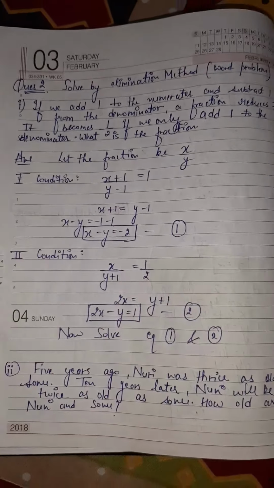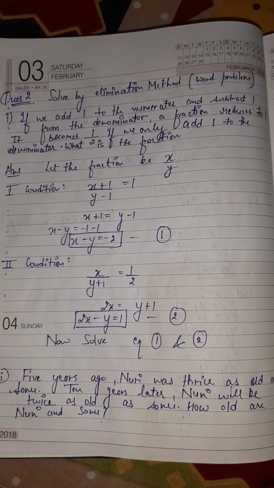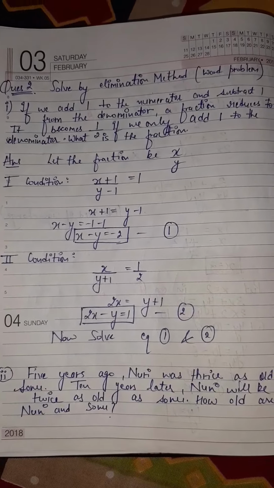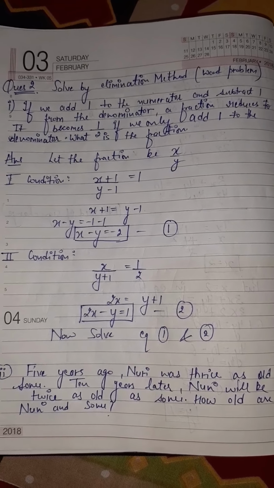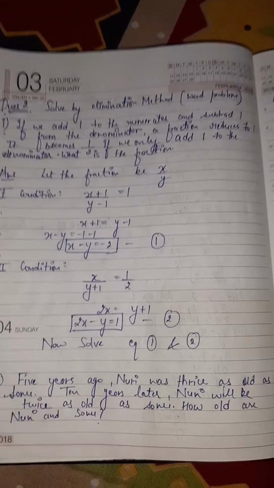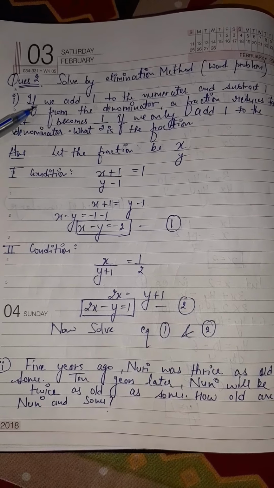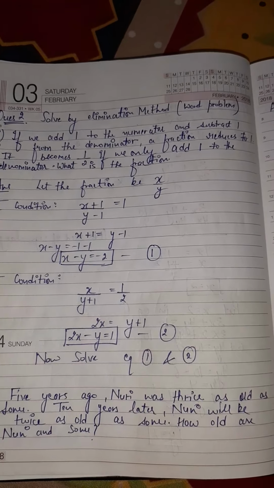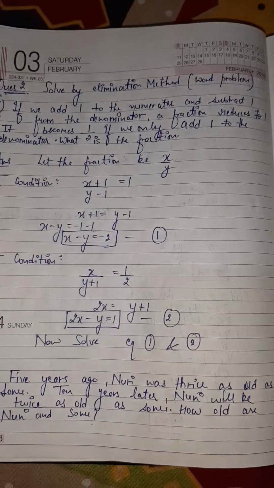Now come the most important word problems. As you have already done the word problems, I'm just giving you the brief because you know how to make the equations also. In the previous lecture, I have taught you the same. First problem. If we add 1 to the numerator and subtract 1 from the denominator, a fraction reduces to 1.